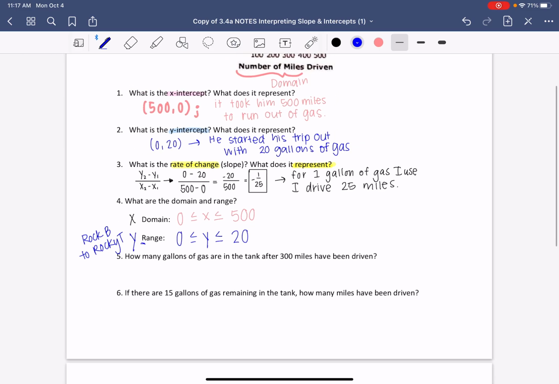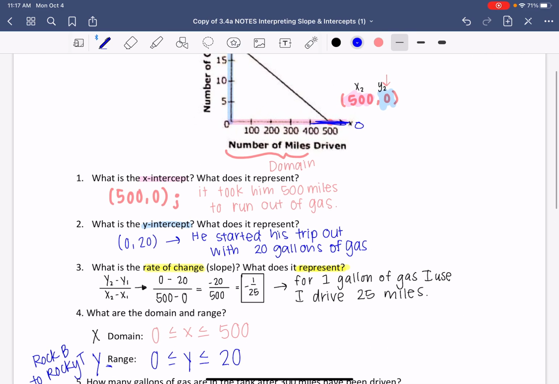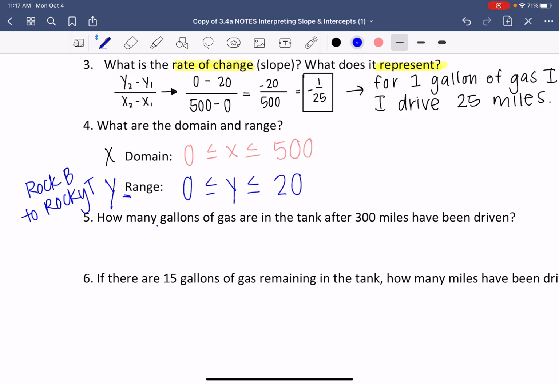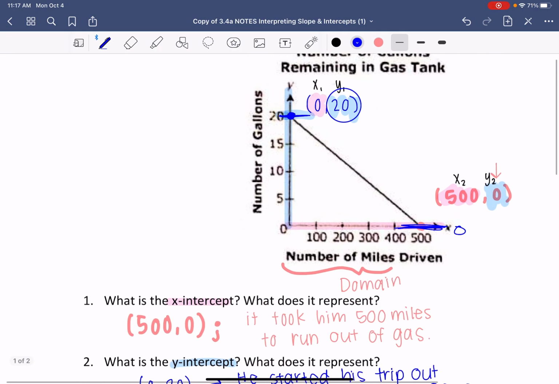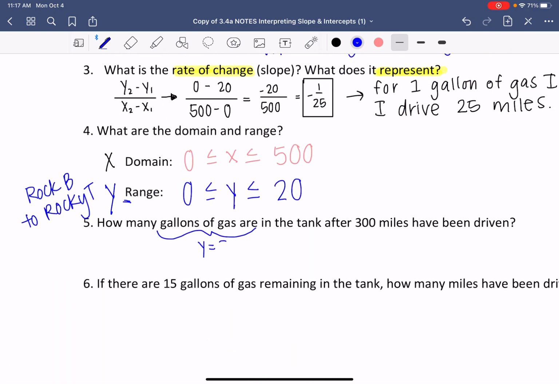So how many gallons of gas are in the tank after 300 miles have been driven? In order to find that, you have to go to the graph. If I want to know the gallons of gas that are in the tank, depending on my x-axis and my y-axis, what am I looking for here? Because gallons of gas is on the y-axis, I am looking for what y should equal. And then after 300 miles is what x equals. So x equals 300 miles.